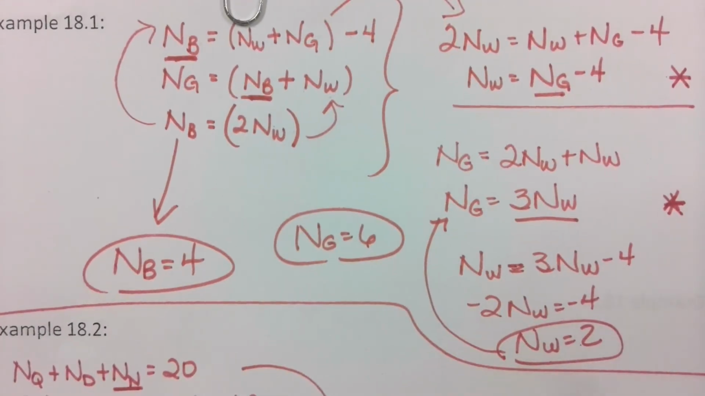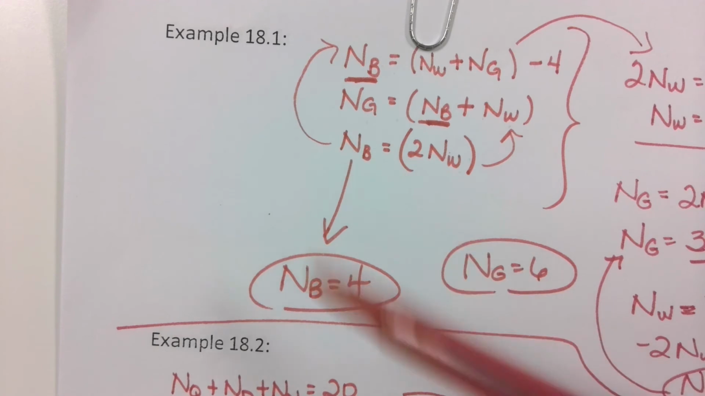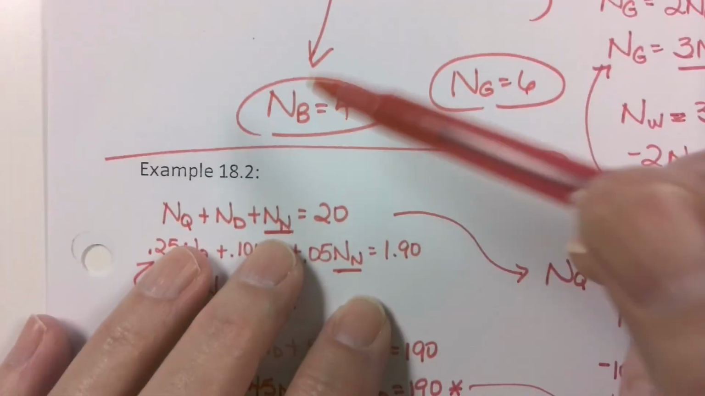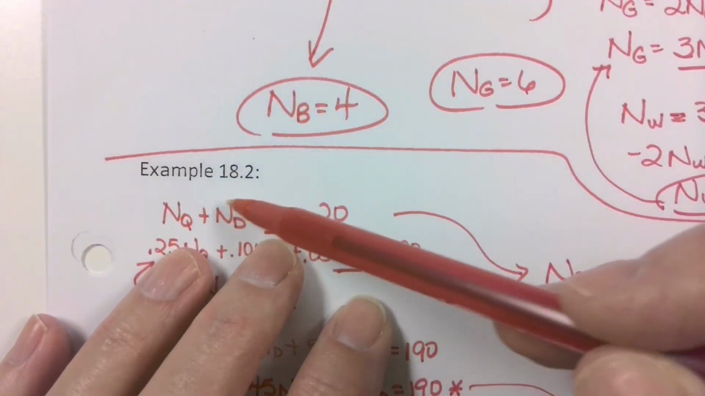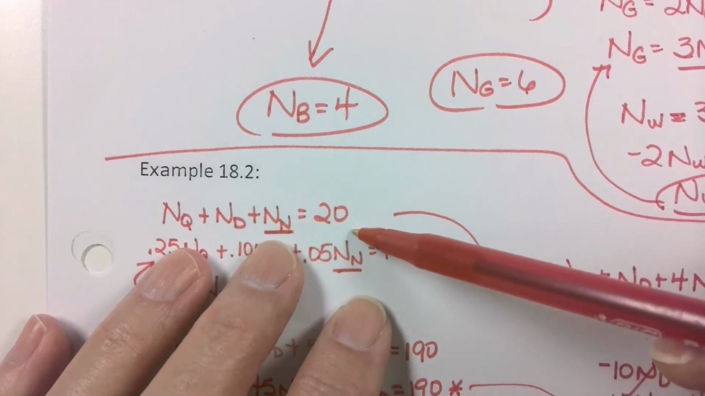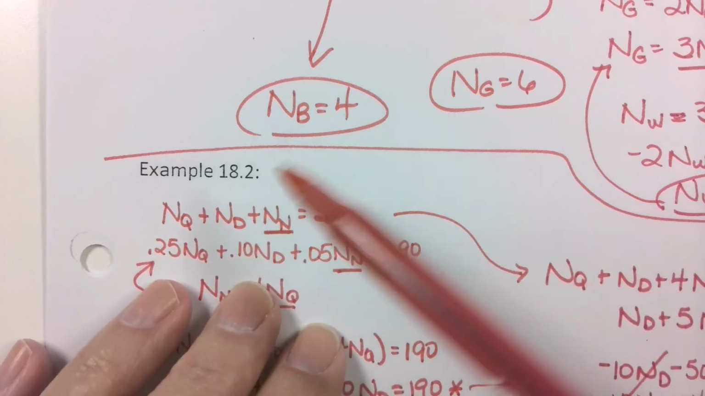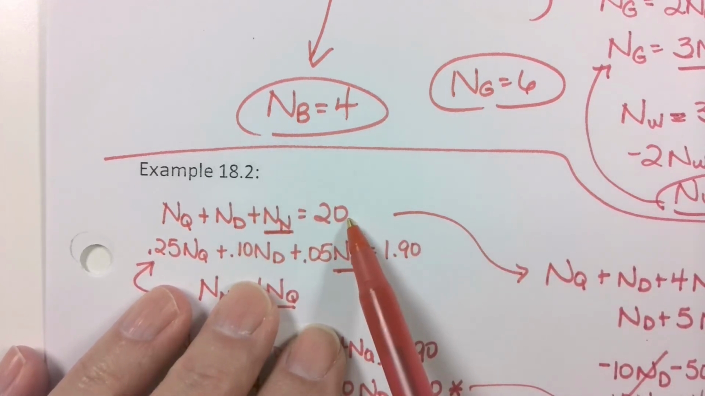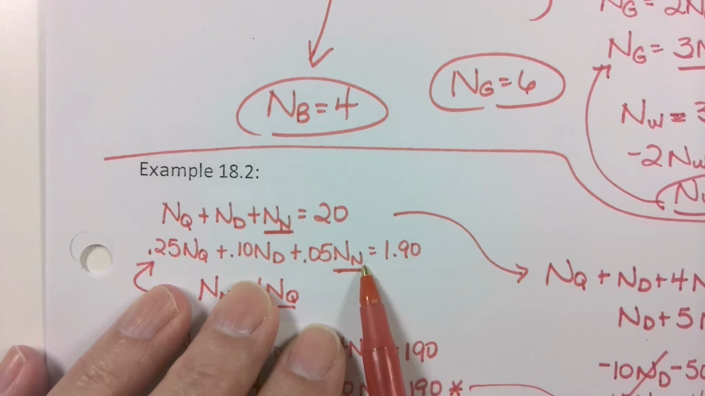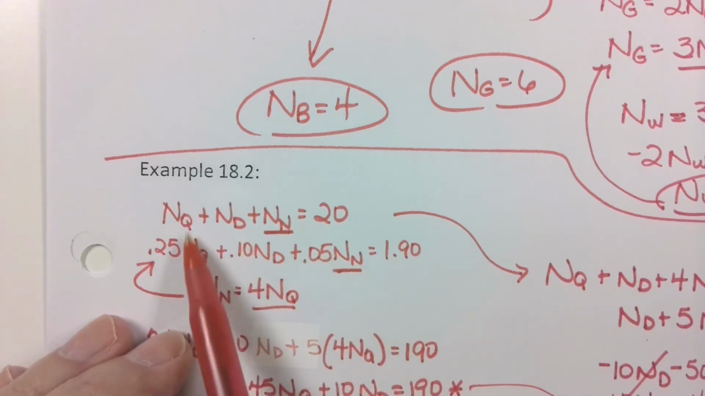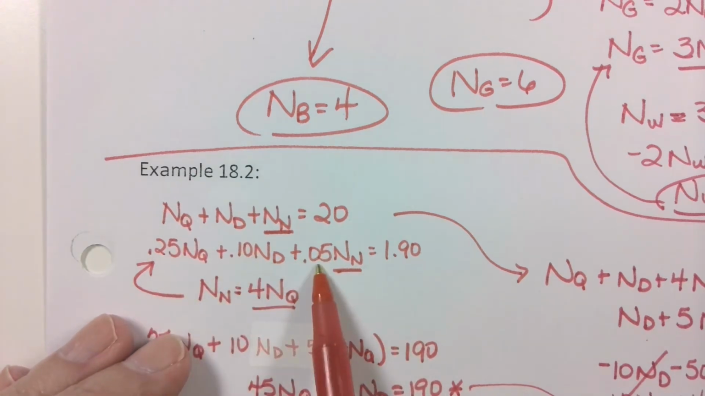Okay, the next example, 18.2. It says there were 20 total coins. That means for all the quarters and dimes and nickels, there was a total of 20 coins. So that's the number of quarters plus the number of dimes plus the number of nickels is 20. It says it totaled $1.90. But this equation is talking about the quantity of coins, and this equation is talking about their value. So you're going to multiply each one of these by the value of each coin.